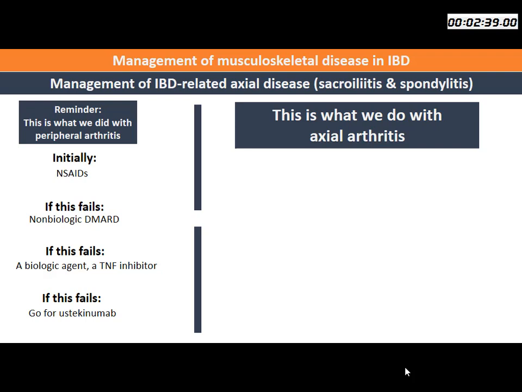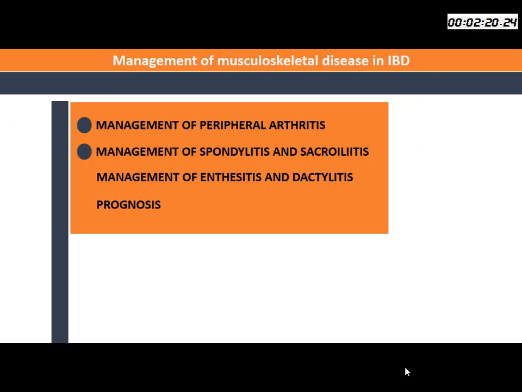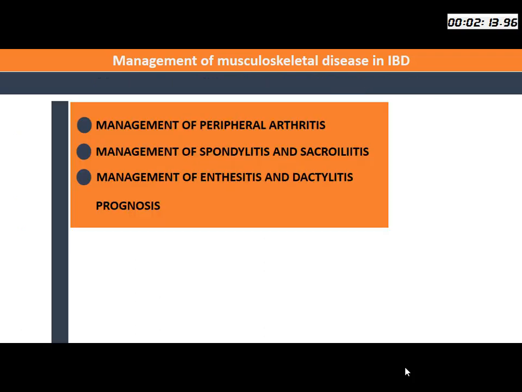Spondylitis is just the same, except that the non-biologic DMARDs do not work here. Sulfasalazine, methotrexate, azathioprine, they do not work for the axial. So if you miss the NSAID station in the axial spine, you go straight to the biological agent station. In enthesitis and dactylitis, it's more or less NSAIDs, or you have to go for a TNF inhibitor.